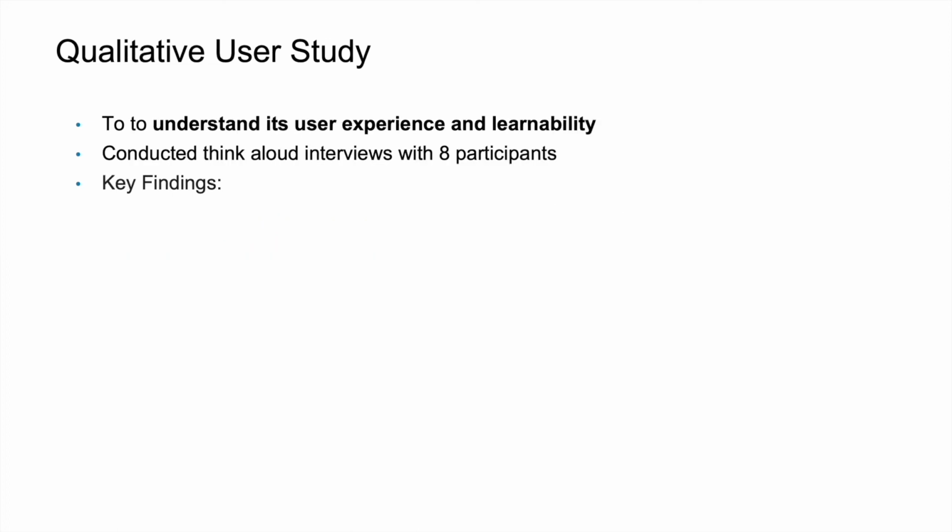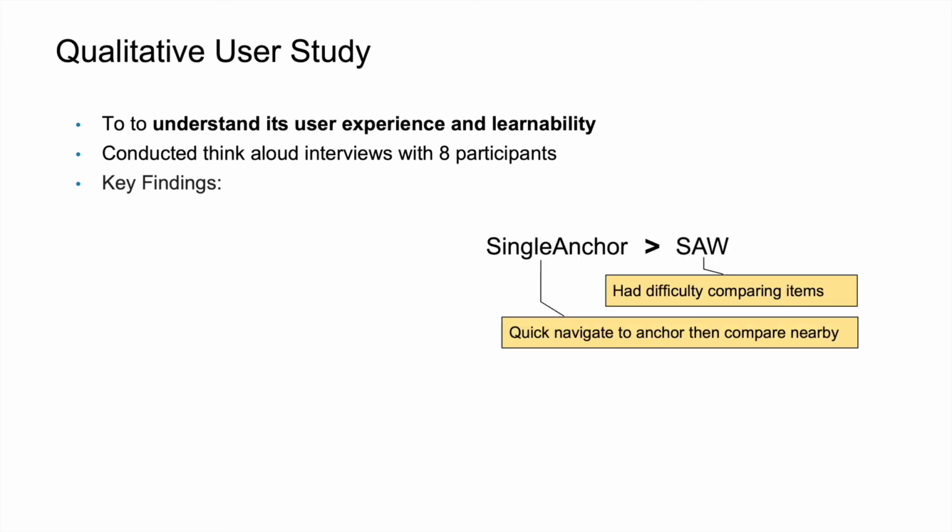In our qualitative think-aloud interviews, we found that using Sort, participants had difficulty comparing items. By highlighting the best item in a single attribute sorting, participants can quickly navigate to the anchor, then compare nearby items, but they have difficulty comparing unsorted attribute values.